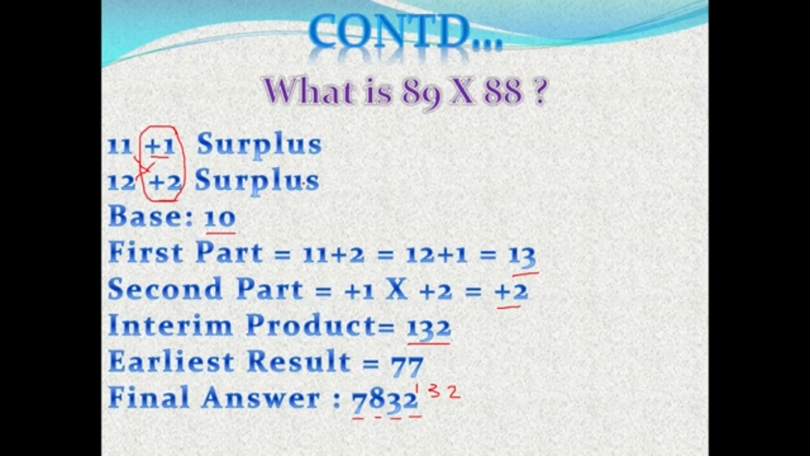Here, I have taken 100 as the base value for the actual problem. Why? Because 89 and 88 are nearer to 100. Here I should have 2 digits. These 2 digits should be added, and this 1 is a carry. Hope you have understood what I have said, and let me go to the next problem.